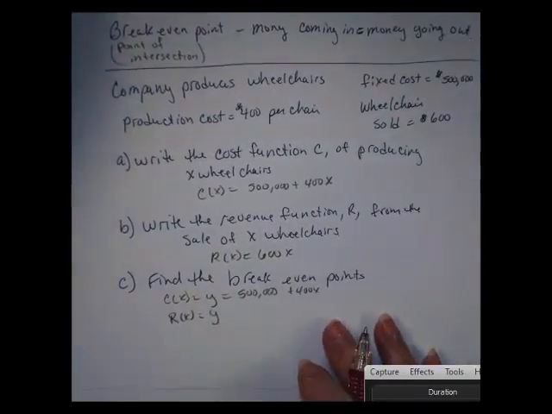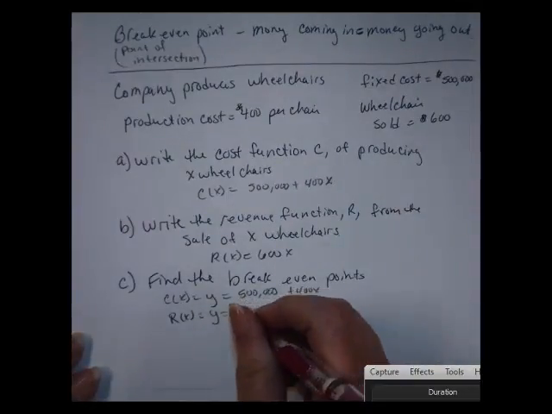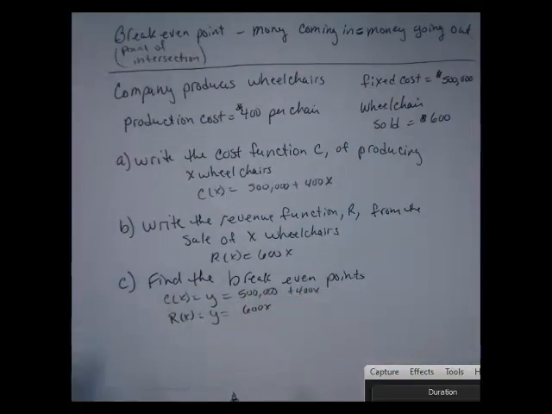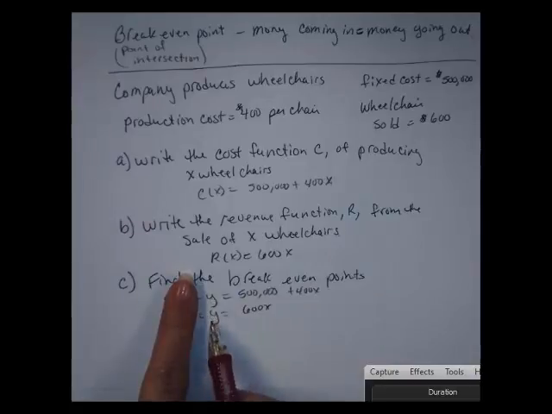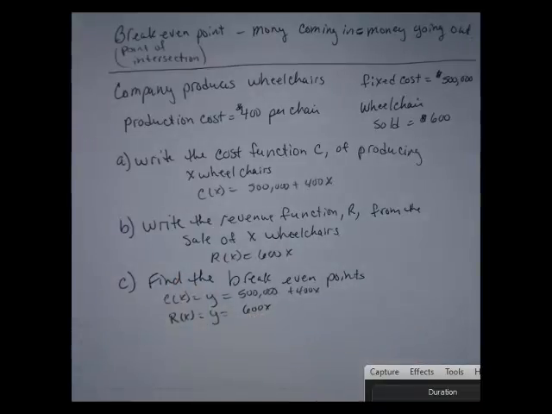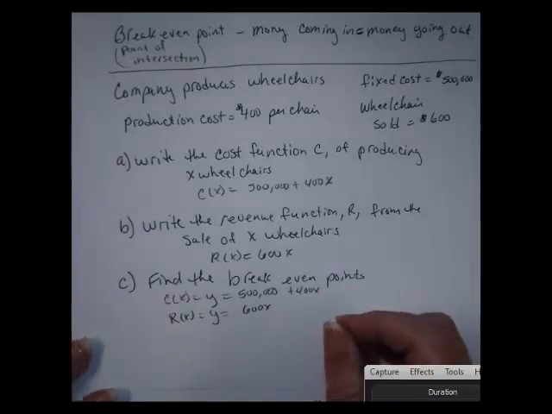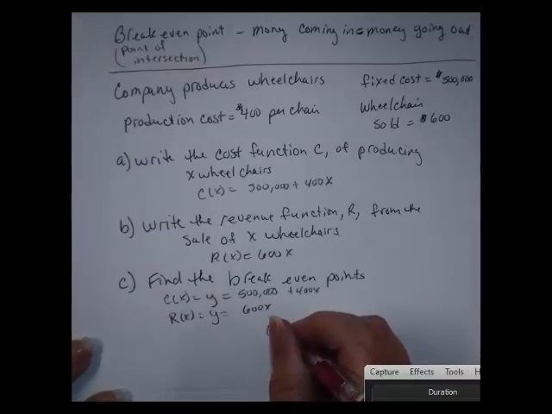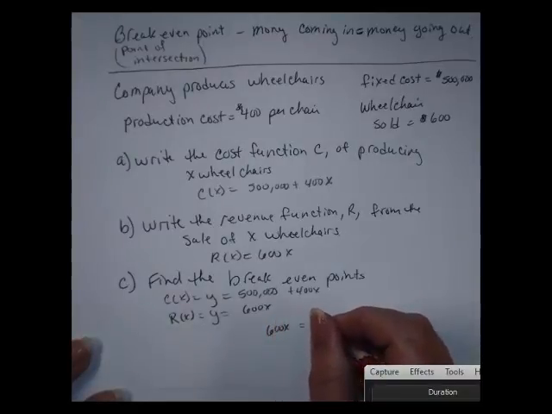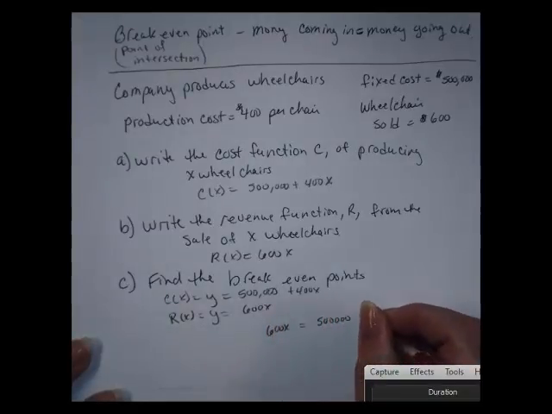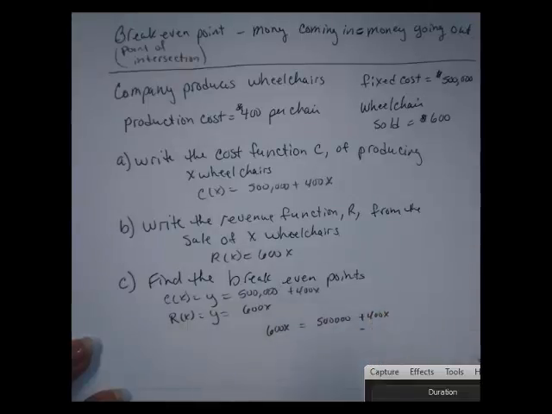So if R of X equals Y, and it also equals 600X, we have two equations here, both equal to Y, and we're going to do substitution. If this one equals Y and this one equals Y, then they must equal each other to create our break-even point. So we'll just put the 600X on this side, is equal to 500,000 plus 400X.